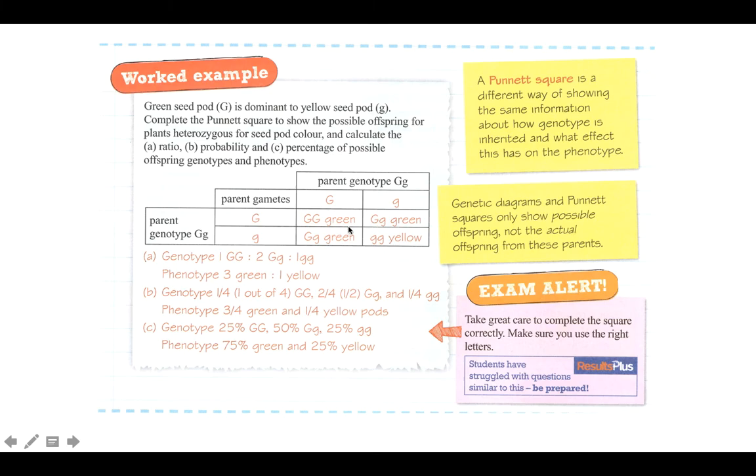So out of this, three of every four children are likely to have green, one yellow. So that would be a 3-to-1 ratio. Three green, one yellow. If we wanted to do that as probability, 1 out of 4 would be homozygous dominant, 2 out of 4 would be heterozygous, and another 1 out of 4 would be homozygous recessive. Okay, so 3/4 would be green and 1/4 would be yellow. Finally, we could work that as a percentage and say that 25%, because we've got 25, 50, 75, 100%, each one's worth 25%. We've got 25% being homozygous dominant, 50% being heterozygous, and then 25% being homozygous recessive.